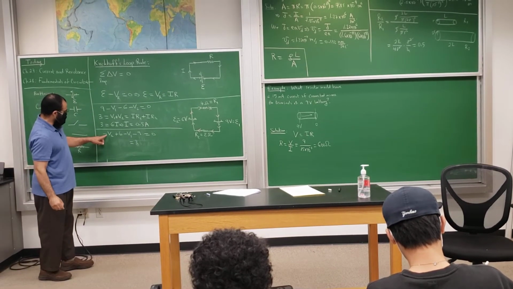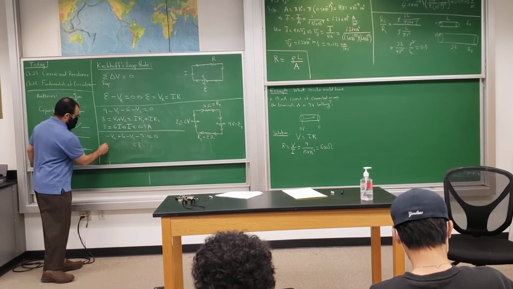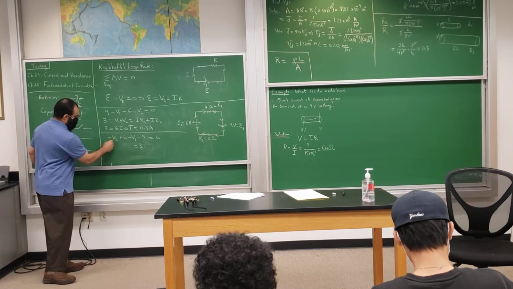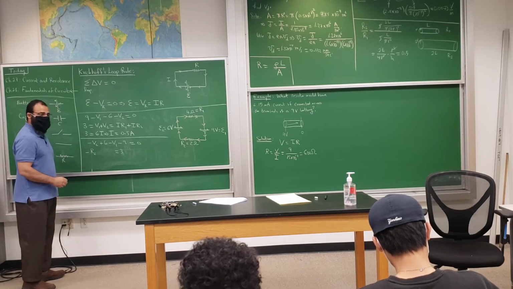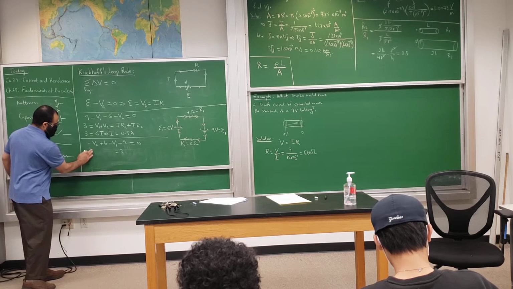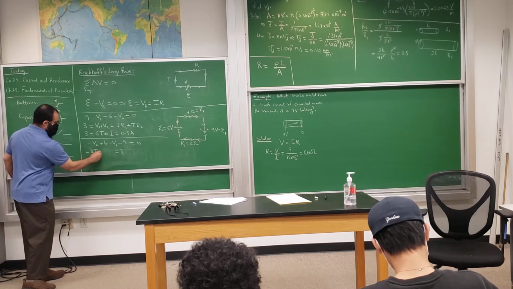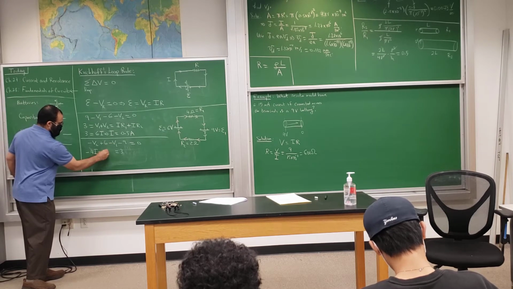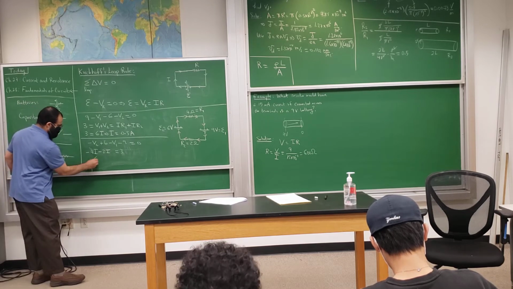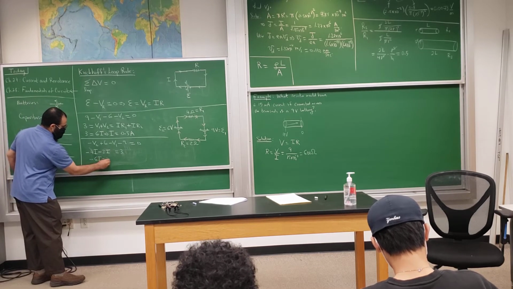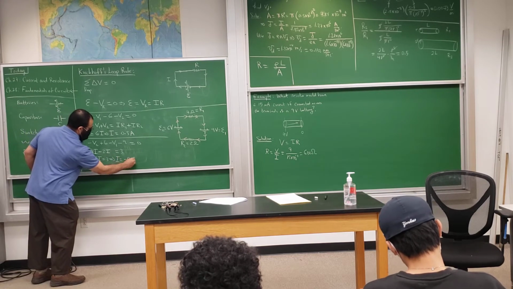Here I have negative V2 minus V1, so that's negative R2 times the current. What is R2? 2. And R1 is 4, so minus 4I, and this one is minus 2I. So I get minus 6I is equal to 3. And so I is equal to negative 0.5.